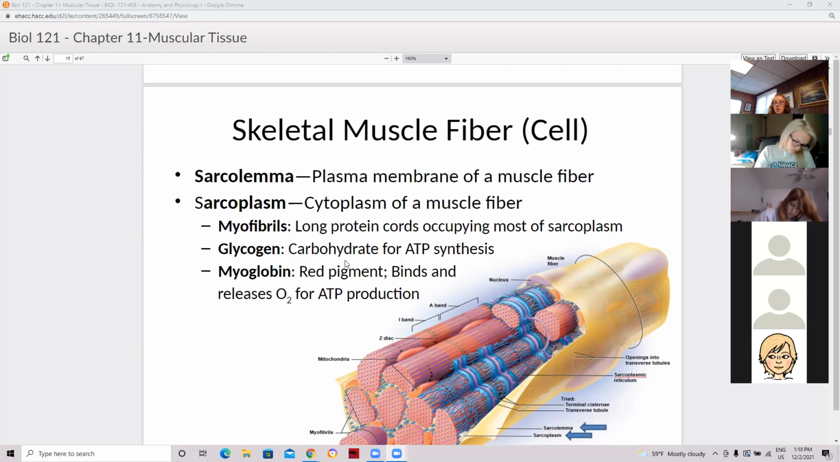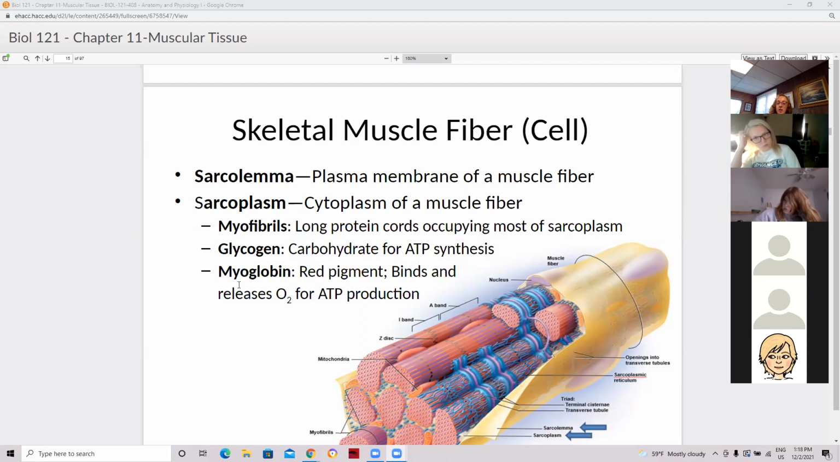Glycogen, stored glucose, a polymer of glucose, is the carbohydrate that's used for ATP synthesis. Myoglobin, the red pigment, binds and releases oxygen for ATP production.